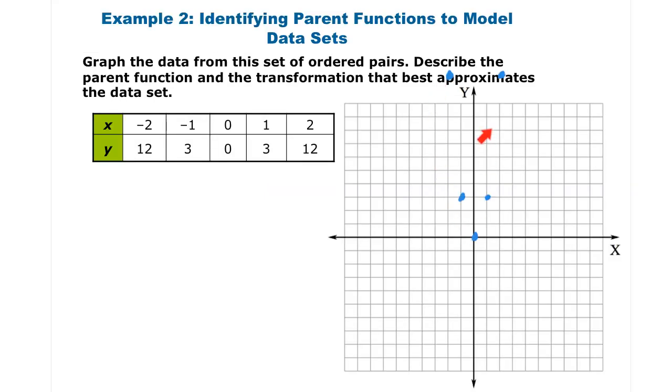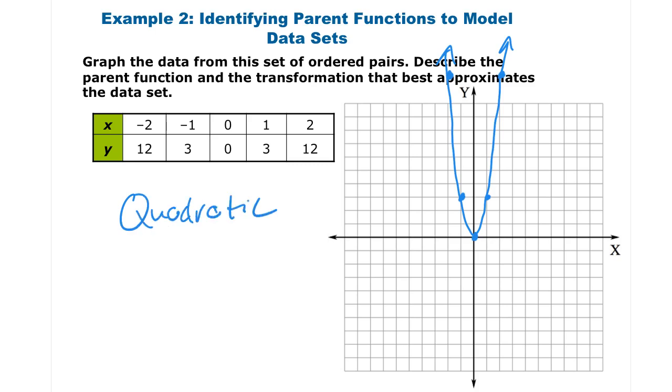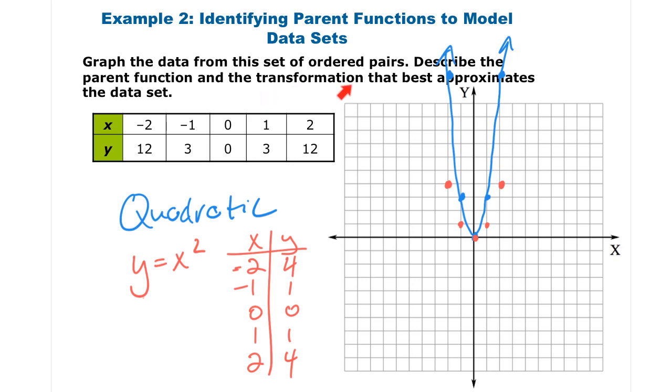Here I've graphed the points. Some of these points go a little bit off the grid, but that's okay. If I just sketch a line that would connect those, I start to see that it is going to be a quadratic function. In order to figure out the transformation for this function, I do need to look at what the parent function is.